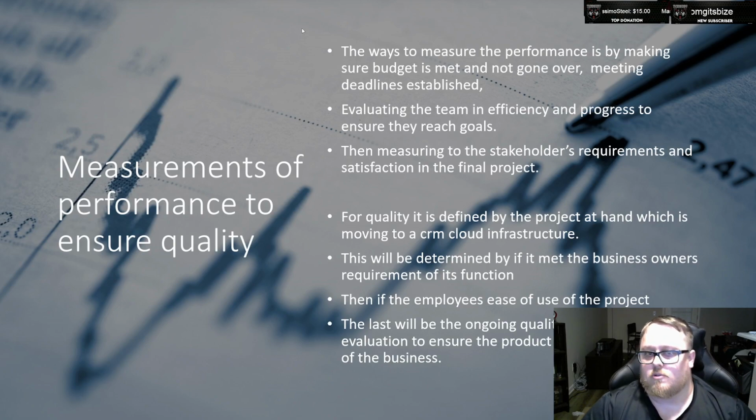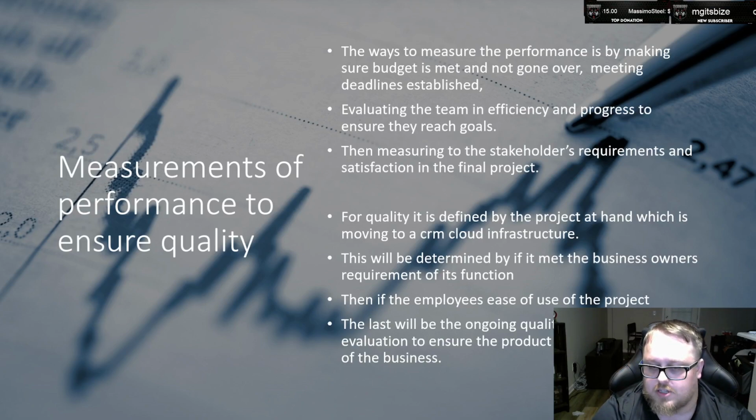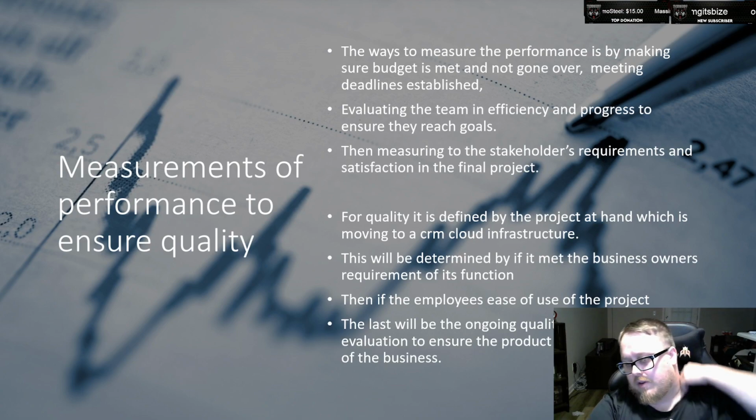The ways to measure performance are, first, making sure the budget is not going over, ensuring that the budget is either met or we save some money. Then evaluating the efficiency of how the project went. Did we assign the right people to the objectives? Were they able to get their goals done? Then looking at the stakeholders and their requirements: was every requirement met, or was it not met? Where did we fall short, if we did?